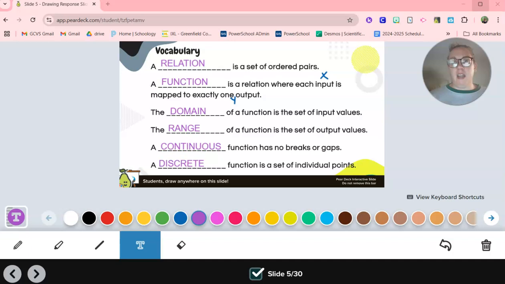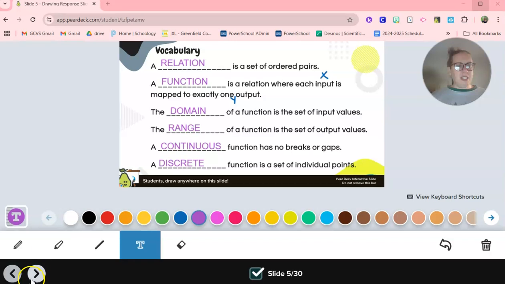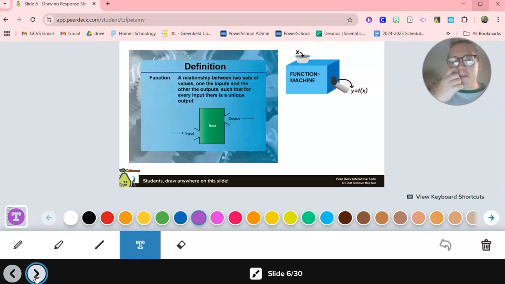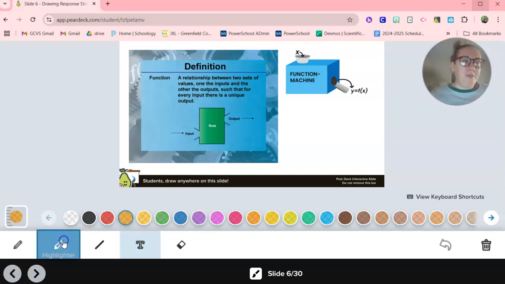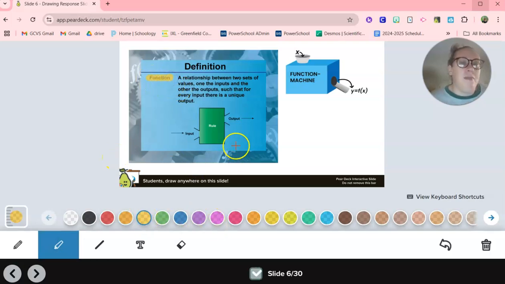When you're all set here, go ahead and push ahead to slide 6. So we're going to dig deeper into what does this mean to be a function, domain, range, exactly one. There's a lot of new words being thrown at us. So let's break it down. A relation, so this is the definition of function. A relation between two sets of values, the inputs and the outputs, such that for every input there is a unique output, right?